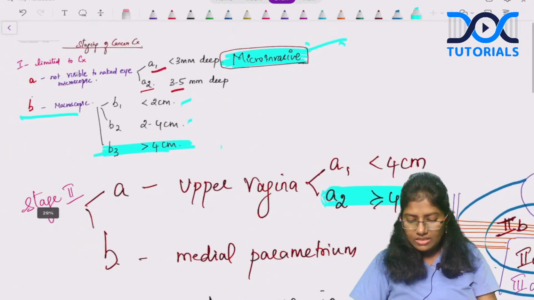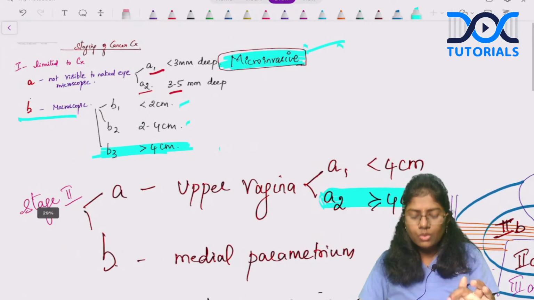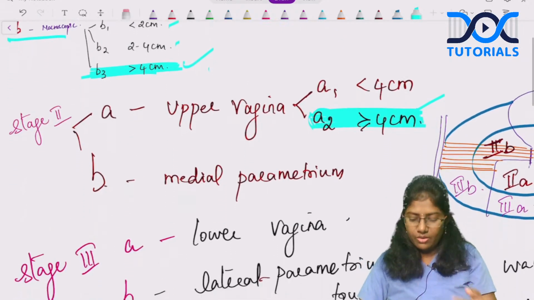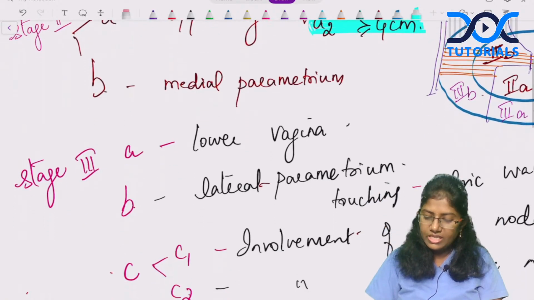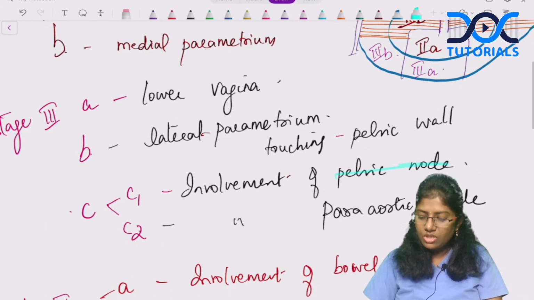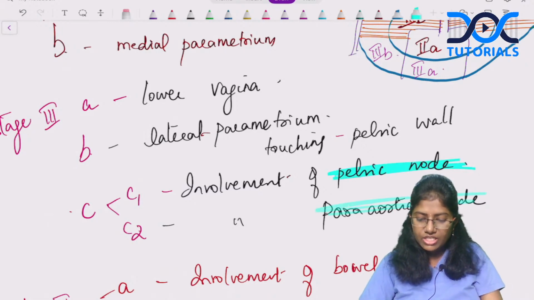Next important MCQ: where does pelvic node come and where does para-aortic node come? Pelvic node is C1, para-aortic node is C2. Okay, so these are the important MCQ areas here in the staging of cancer cervix.